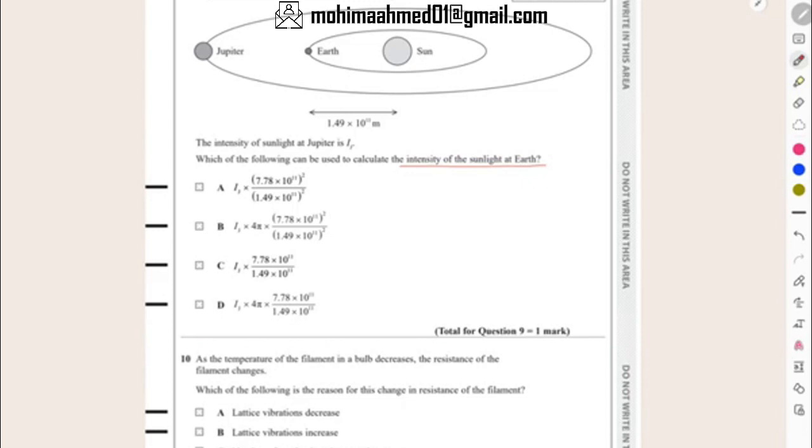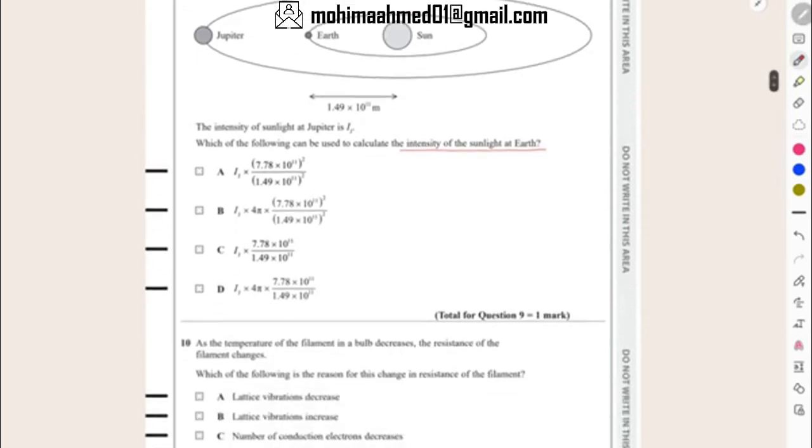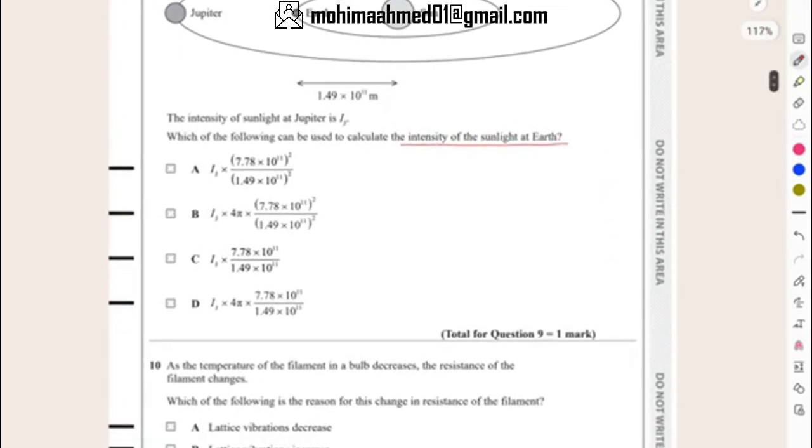They are using some kind of equations. They are using the equation: power is equal to intensity multiplied by area. Over here they cover a spherical area, which is 4 pi r squared, right? So you can consider the intensity of the sunlight at Jupiter as Ij. Which of the following can be used to calculate the intensity of the sunlight at Earth?